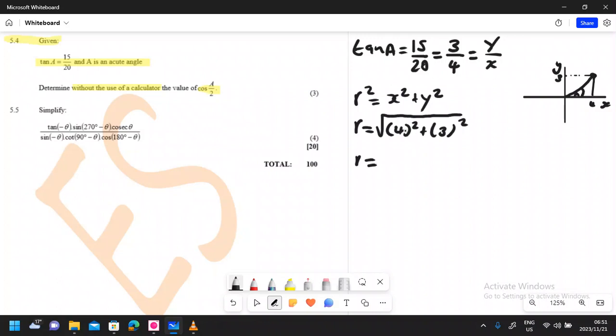Then our final answer here is going to be 16 plus 9, which gives you 25. So the square root of 25 is going to give you 5. So that is your r. So this is going to be 5. I hope you guys can see this.